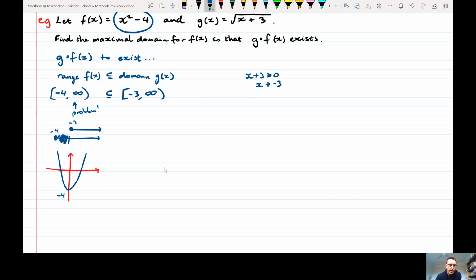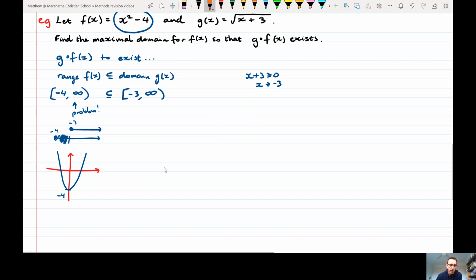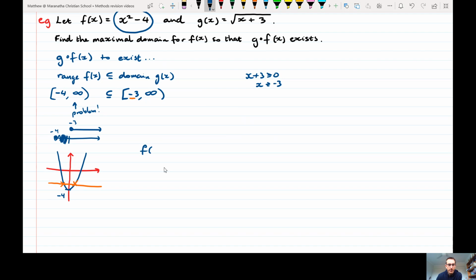We've got -4 down there, but I need to restrict it so that it does not go below -3, because that's what I'm trying to make sure fits in this. So I'm going to draw a horizontal line here at -3. I can see everything to the right of that cross is bigger than -3, and to the left of that one is bigger than -3. So essentially what I need to solve is f of x being bigger than or equal to -3.